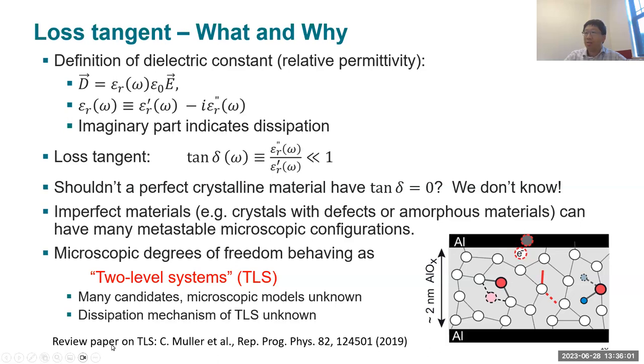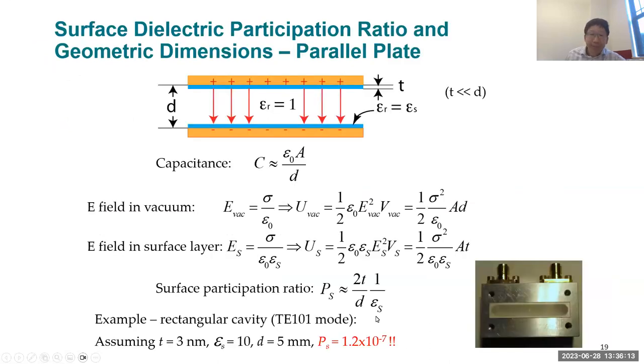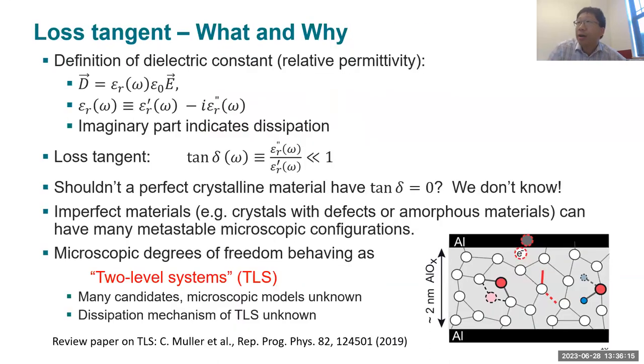So this is a nice review paper on two-level systems in the context of superconducting qubits. If you'd like to learn more about these things, this is a good review paper to read. Okay, so now that we've described that, a couple of questions.